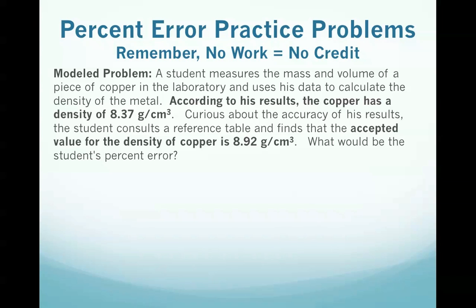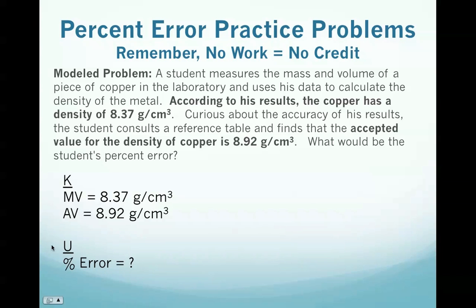The big thing is showing your work this year, and we'll go over some of the math rules at the end of this. So in your modeled problem, and you can read through this, we have a student that's measuring mass and volume, and they're calculating the density. According to his results, copper has a density of 8.37. However, he consults a reference table and finds that the accepted value for density is 8.92 grams per centimeter cubed. So what is the student's percent error?